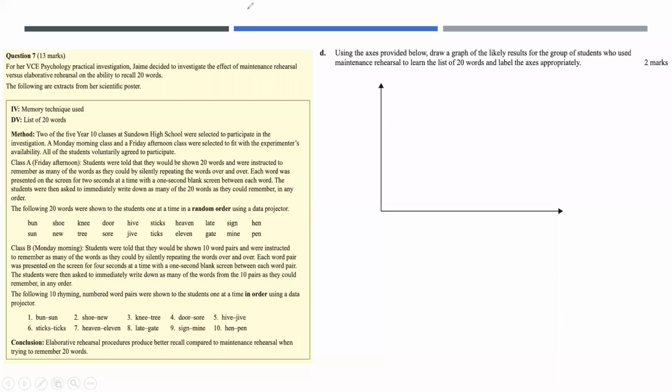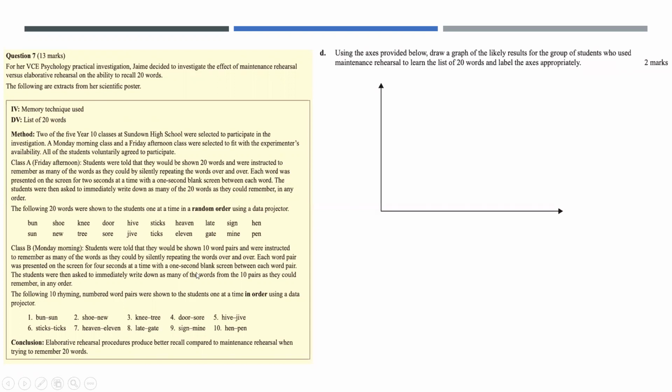Okay, moving on now to the graph. This is the graph component, and you can see it's only worth 2 marks. What they ask you is: using the axes provided below, draw a graph of the likely results for the group of students who used maintenance rehearsal to learn the list of 20 words, and label the axes appropriately. So they've again specified that you have to label what's on the x-axis and the y-axis.